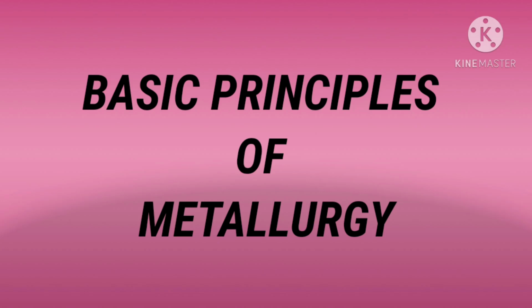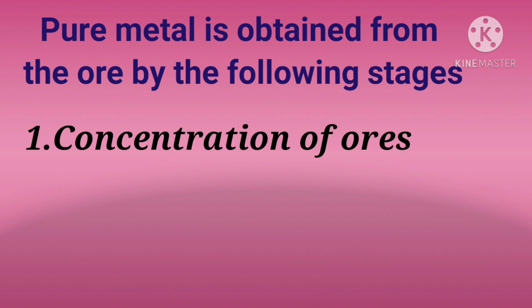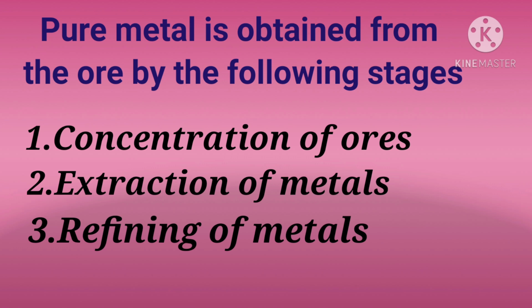Basic principles of metallurgy. Pure metal is obtained from the ore by the following stages. First, concentration of ores. Second, extraction of metals. And third, refining of metals.